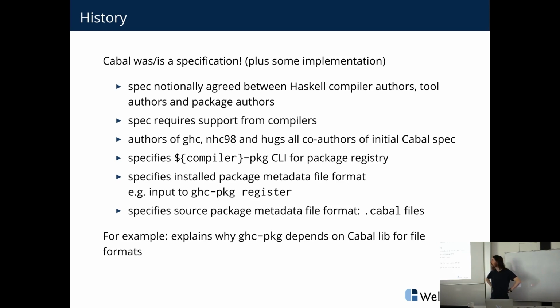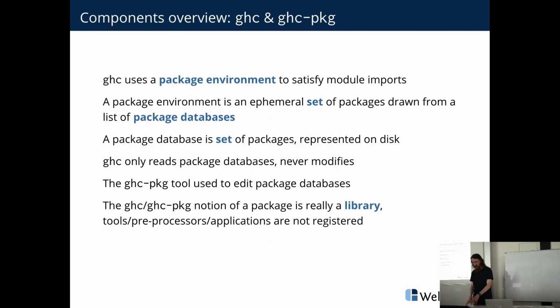And I think NHC actually did get an equivalent tool, I think, lost in the mists of time. Hugs never did. With Hugs, you just had to install things in the right place, and then they would be found. So in a way, Hugs never really did adopt Cabal fully, but it was agreed between all the authors. So this is why GHC package depends on the Cabal library, because it's the Cabal spec that specifies the input format to GHC package, and it's the Cabal library that implements that specification, and that's why GHC package uses it. So that was the history.